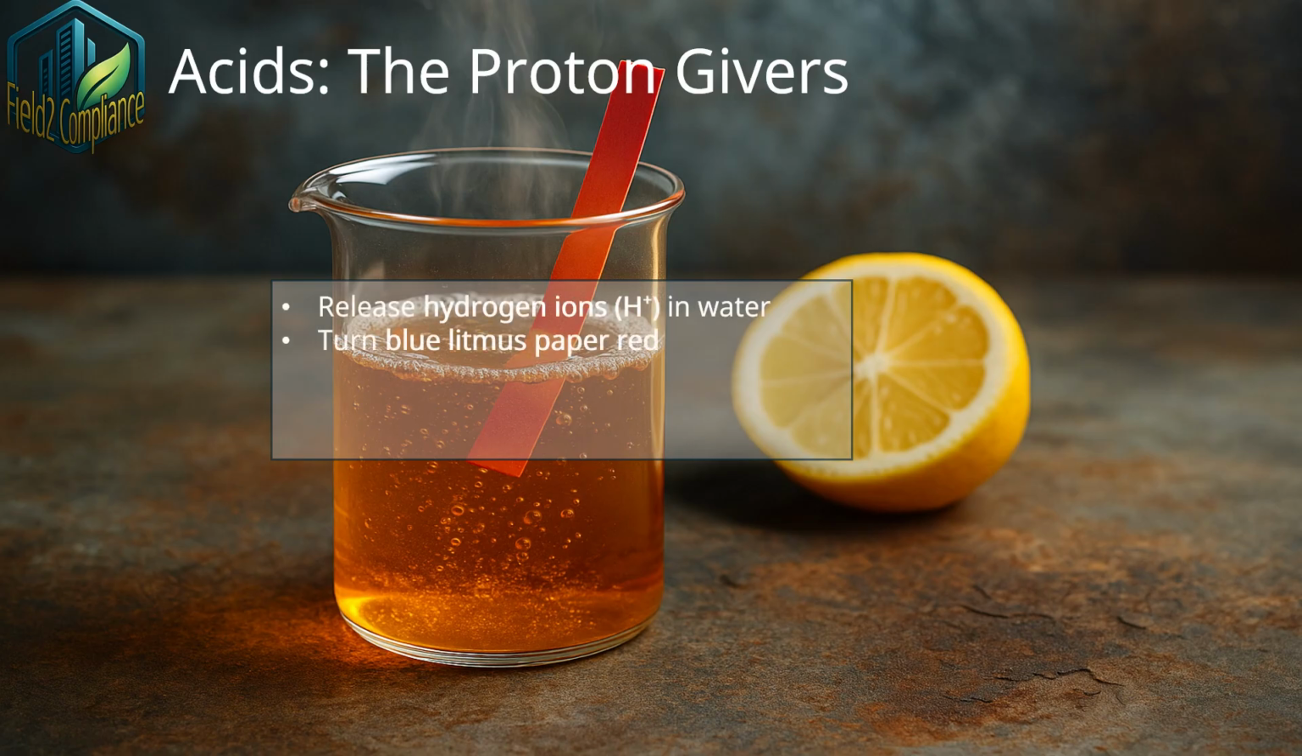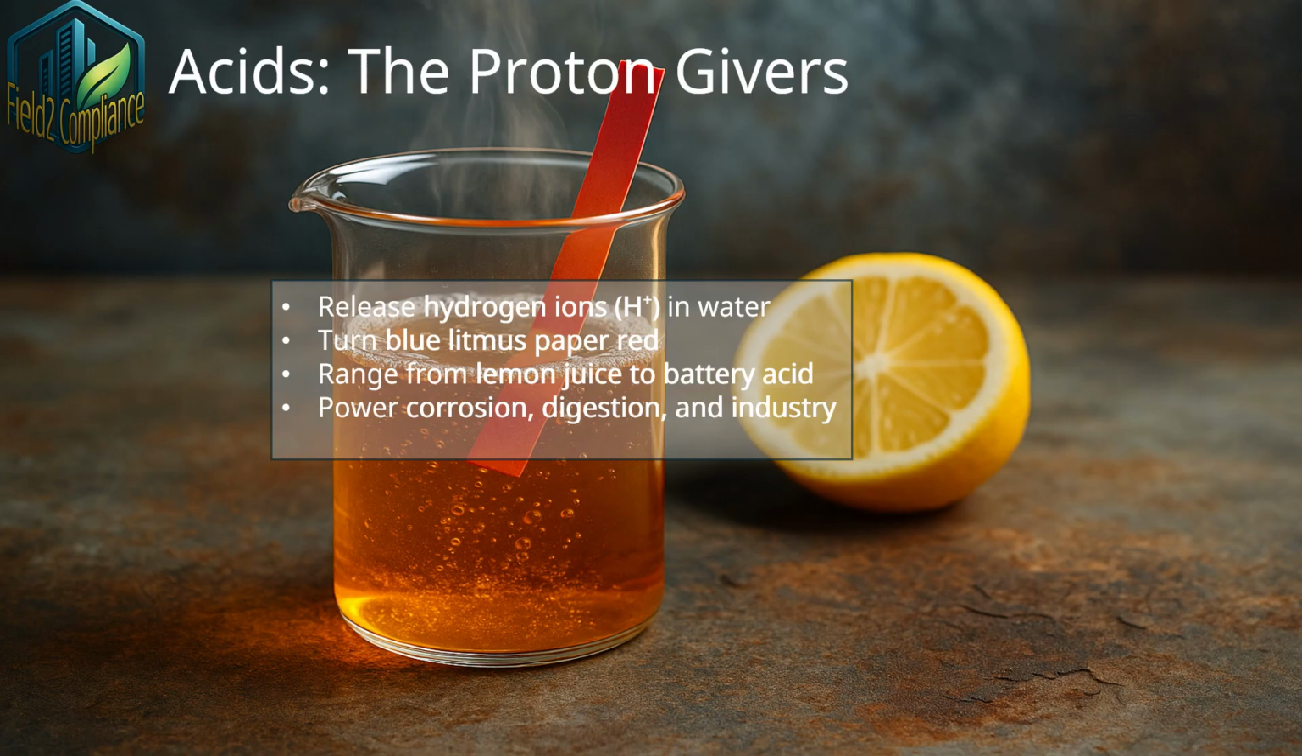Acids are the proton givers, the tang of lemon juice, the sting of battery acid. In water, they split, releasing hydrogen ions that make litmus paper blush red. Strong acids like hydrochloric acid and sulfuric acid ionize completely. Weak acids hold back a few protons. Either way, acids drive corrosion, digestion, and industry.